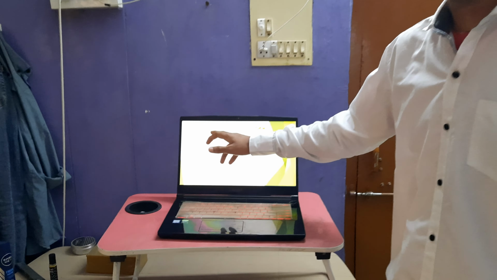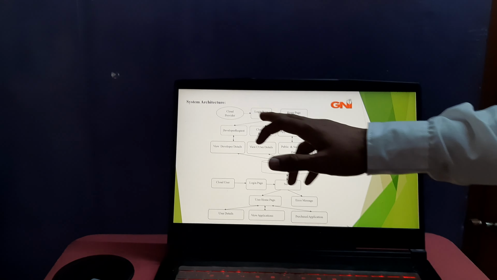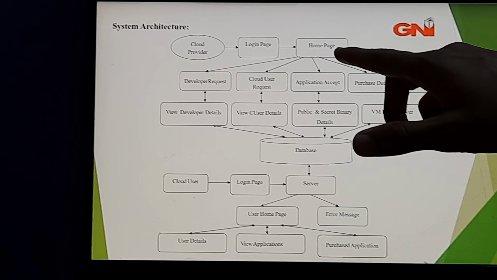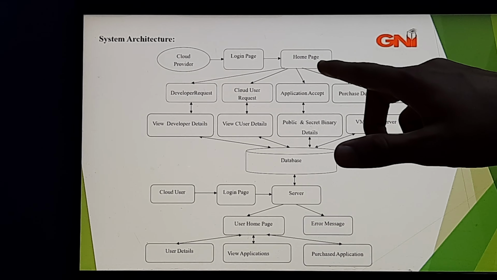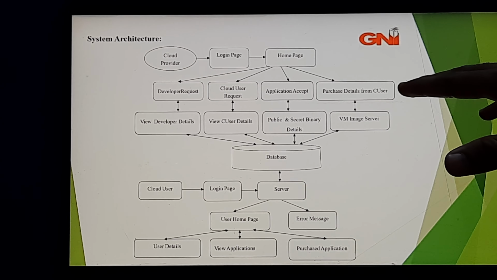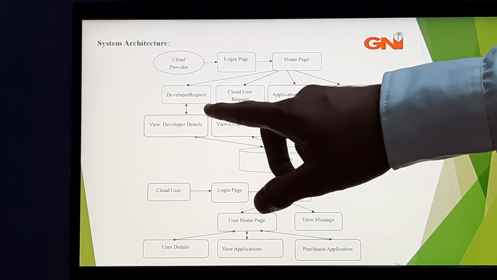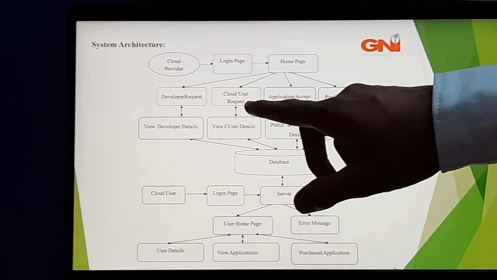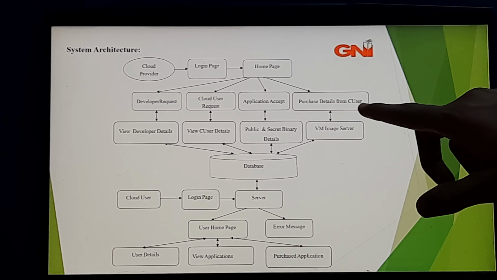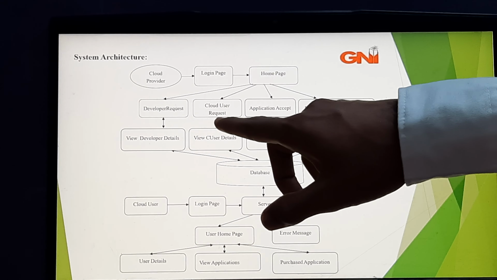Here the cloud provider will be provided with the login page. After the cloud provider goes through the login page, the home page will come. In the home page there are various options for the cloud provider. First will be the developer request, cloud user request, application accept, and purchase detail from the cloud user. All this will be provided by the admin, known as the cloud provider.